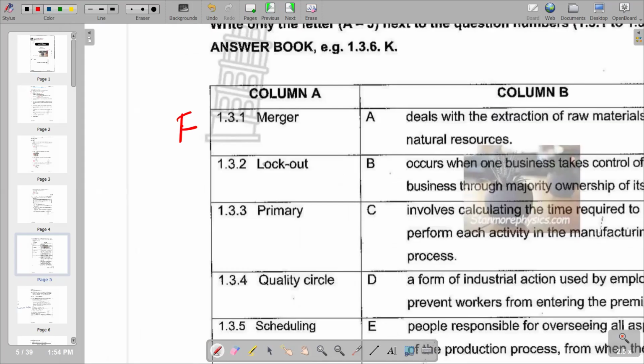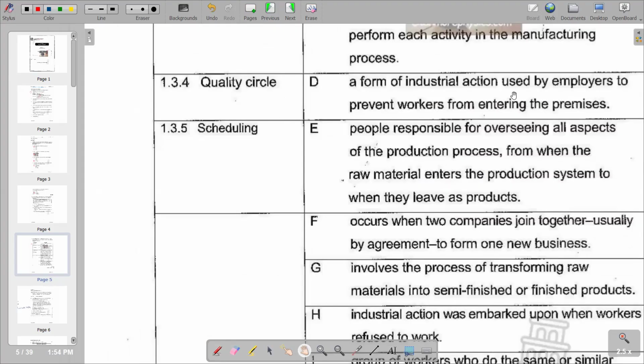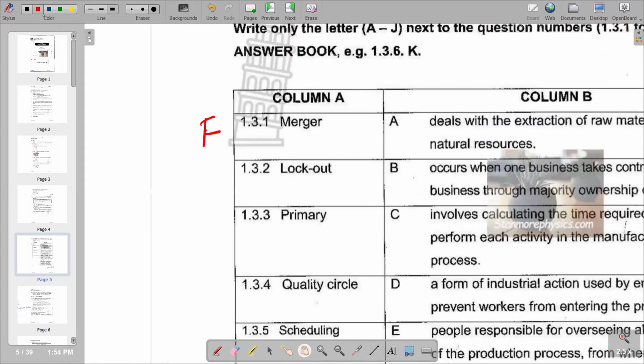On the second one, we've got a lockout. On lockout, we also choose the correct response, and we have seen that we have got a D, which is saying a form of industrial action used by employers to prevent workers from entering the premises. So we have D as the correct response.